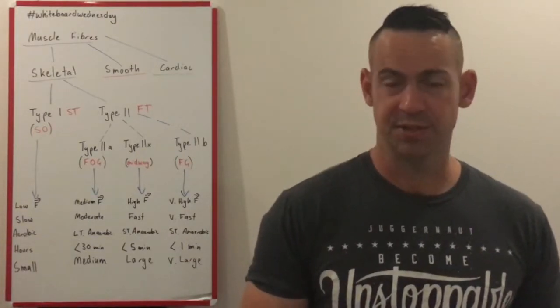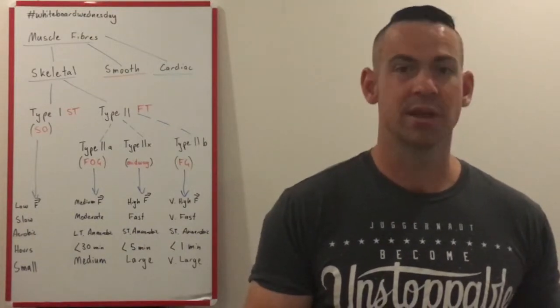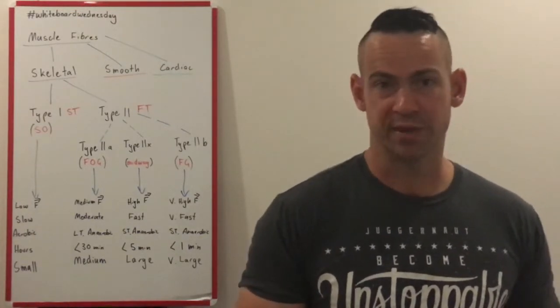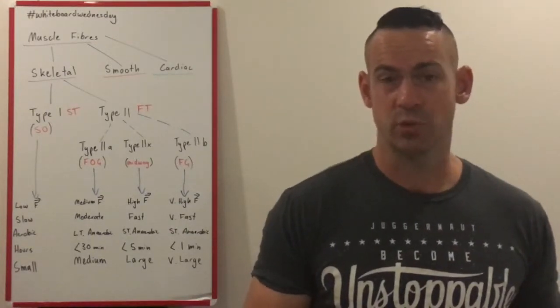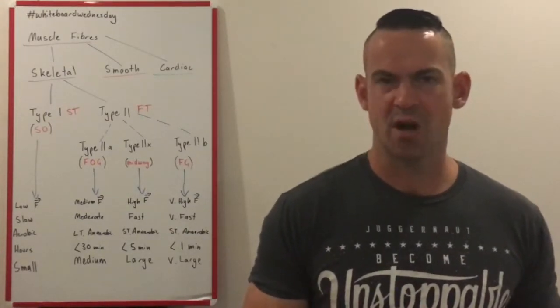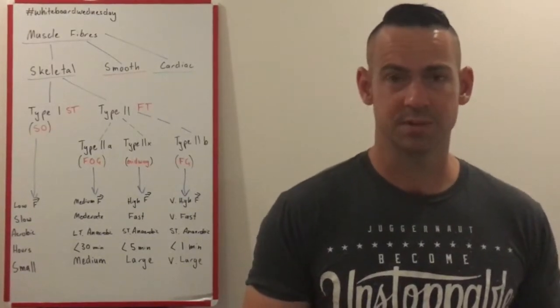We have a fast twitch muscle fibre that can draw on energy from both the aerobic and anaerobic energy systems. Now, these are larger than the type 1 muscle fibres, but they're not as large as the other types of type 2 muscle fibres. It's sort of a compromise. Moving on, we have the type 2X. This is a more recently identified and named muscle fibre. It fits in between our type 2A and our type 2B muscle fibres.